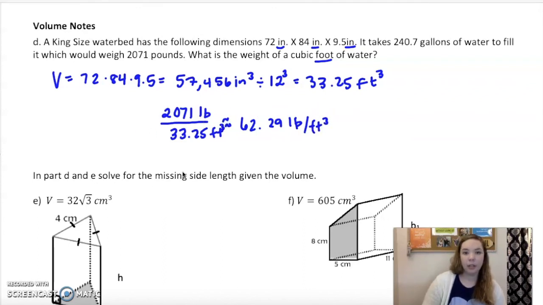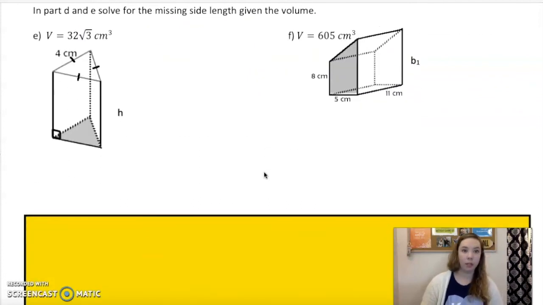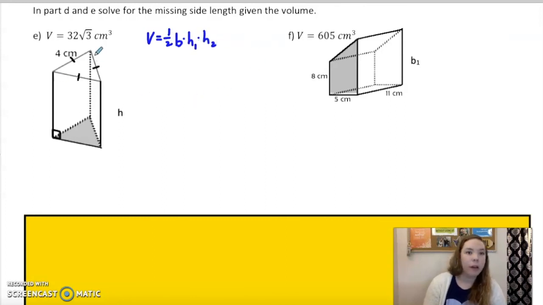In part D and E, solve for the missing side length given the volume. So last two for today, we're going to plug in what we know. So for this prism, we want volume equals 1/2 base times height for the triangle times the height of the prism. So these are different heights, just FYI. So here I have an equilateral triangle, which is going to make this a 30, 60, 90. So if my hypotenuse is 4, then my short leg is 2, and my height here is 2√3. So for my base and height of my triangle, I'll use 4 for that full side, and then 2√3 for my height. And then we don't know this height, so I'll leave that as h.